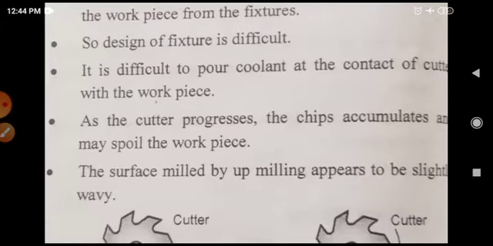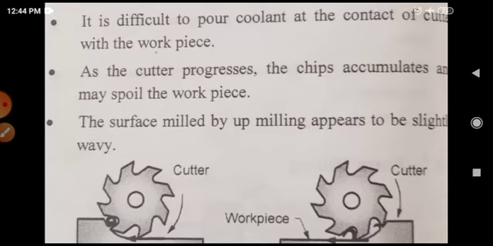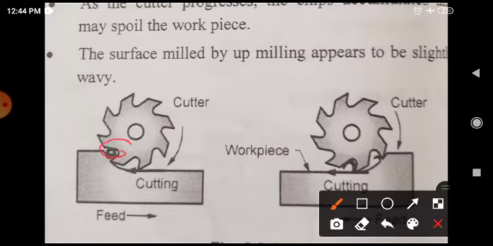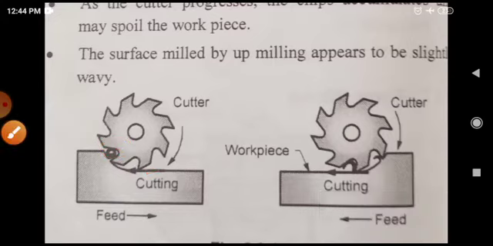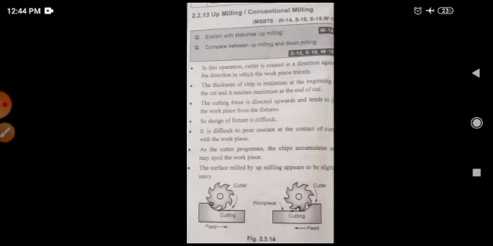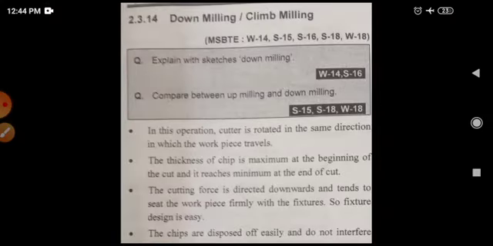As the cutter progresses, chips accumulate and may spoil the workpiece. You can see here the chip is accumulating in this particular gap, which may erode the surface of the workpiece and will result in less accuracy and less surface finish. Then the surface made by milling appears slightly wavy. Wavy means the surface finish is quite poor.